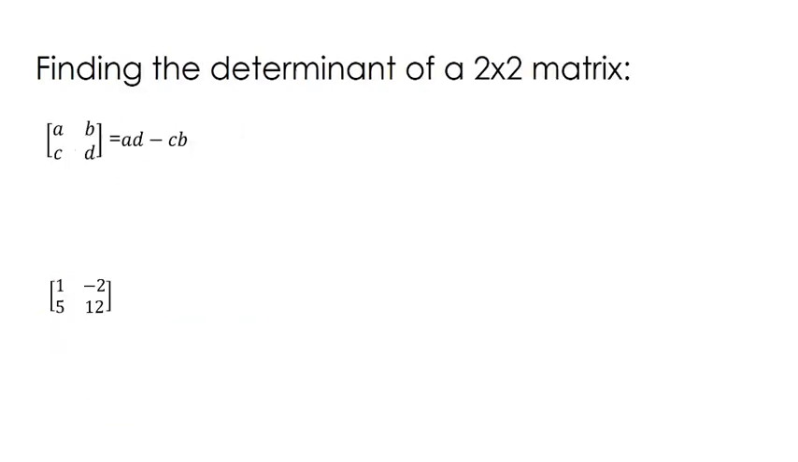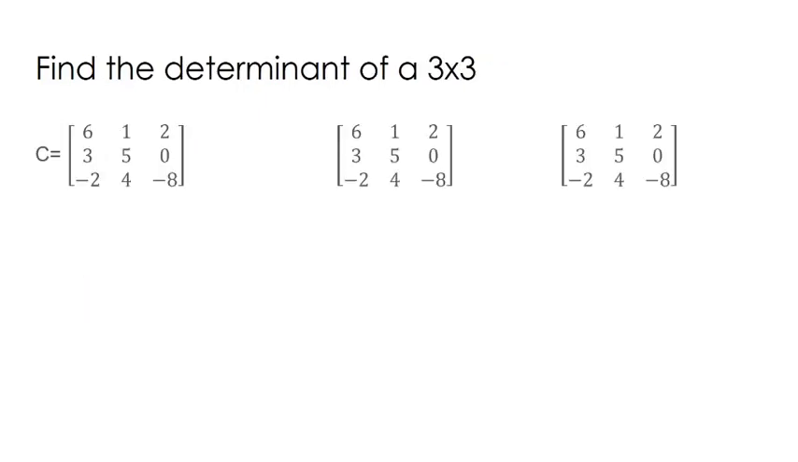Now, for a 2 by 2, you can see that's pretty straightforward. That's not hard at all. But let's look at how to find the determinant of a 3 by 3. This is the largest matrix I would ever expect you to find the determinant of. You can find it by hand for a 4 by 4, 5 by 5, and so on, but it gets really cumbersome. I have this matrix C right here, and it's a 3 by 3. I've got the same matrix copied 3 times, and that's just helpful for me, and you'll see why in a minute. Here is what we're going to do to find the determinant of this whole thing.